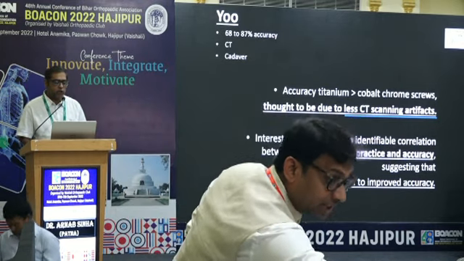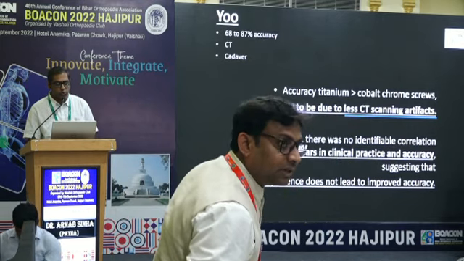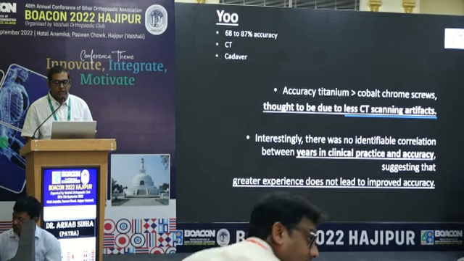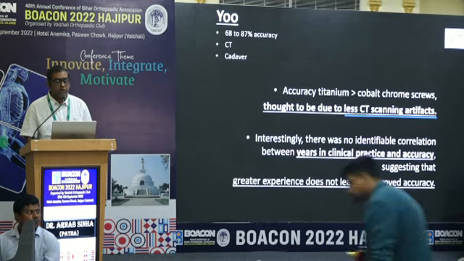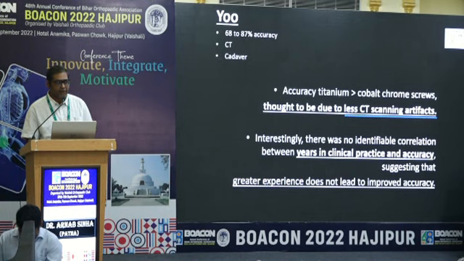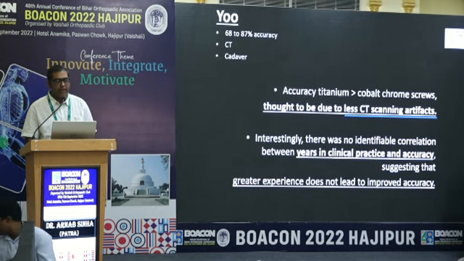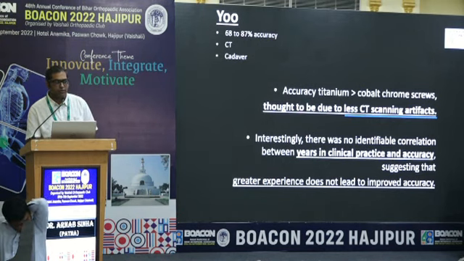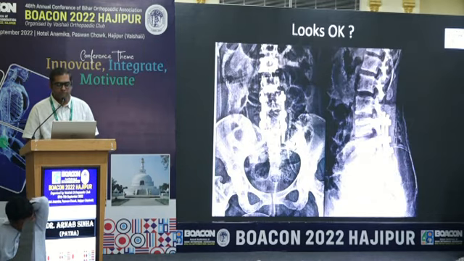It said that the accuracy when you are using a titanium screw is greater than with a cobalt chromium screw, because there are fewer CT scanning artifacts in the post-operative CT. Interestingly, there was no identifiable correlation found between the years in clinical practice and the accuracy, suggesting that greater experience does not lead to improved accuracy. This was from this paper.